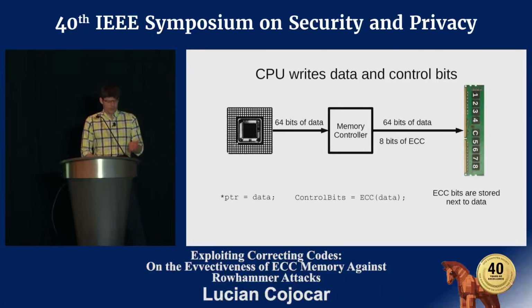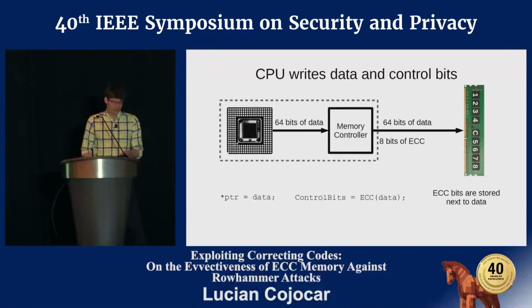So what happens when the CPU writes some data to memory? The memory controller will compute the ECC of this data, and then it will store the ECC bits next to the data, let's say in a separate chip on the memory. Nowadays, the memory controller and the CPU are actually on the same chip.